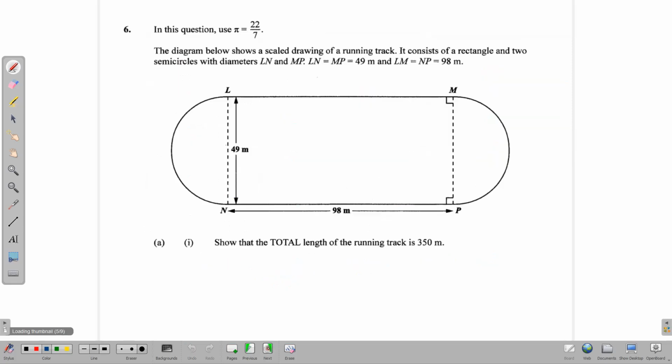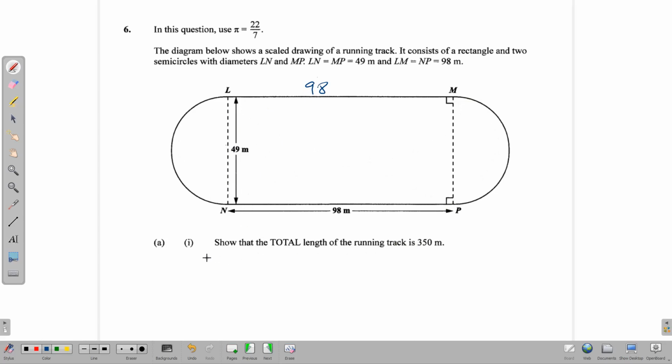Moving on to the next part, we have number 6, and number 6 has some measurement in there. In this question, we're using pi as 22/7, and we have something that looks like a track, and we have LM and NP, which are both 98, and we're asked to show there's a diameter here with a semicircle at both ends. We are asked to show that the total length of the running track is 350 meters.